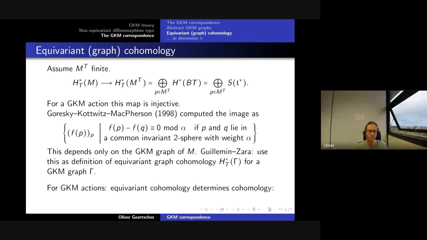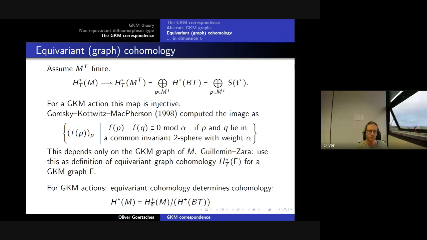Okay, then another thing, you're maybe not interested in equivariant cohomology, but one of the main features of equivariant cohomology is that often it determines the ordinary cohomology. For example, it does so for GKM actions. It does so with this small formula. If you know the equivariant cohomology, then remember we had this map from H star BT into equivariant cohomology. You look only at elements with positive degree, right? You forget about H0. And then you look at the ideal generated by this here. Okay. And then the ordinary cohomology is just this quotient.